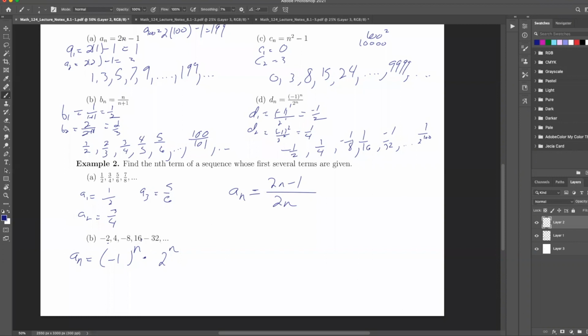Okay. Now, could you put this together? Sure, right? You can have -2 to the nth power. It works out fine, actually. But I like to keep it separated. I like to keep this like that. Okay. All right.